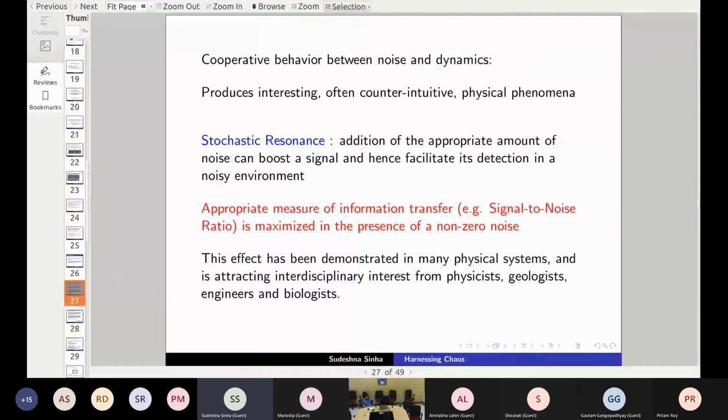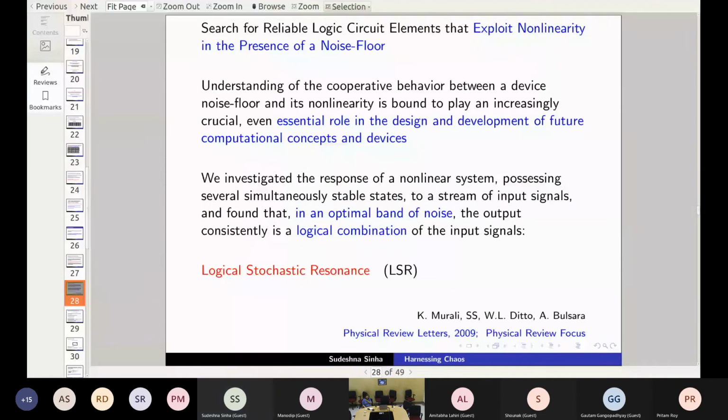What the engineers had not done is to look for reliability in your logic circuit elements which somehow exploit nonlinearity in the presence of a noise floor. The noise floor is a given, you can't escape it. But if you have nonlinear elements, which you need for these kinds of threshold things, can we somehow enhance your operation or functionality? If we could do that, hopefully it would give a device which would work better in the presence of noise. And even if you don't manage to get it to work better, if you understand it, you could design and develop concepts to handle the noise better.